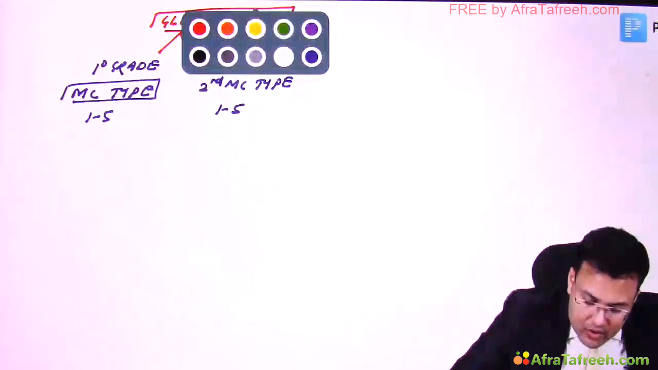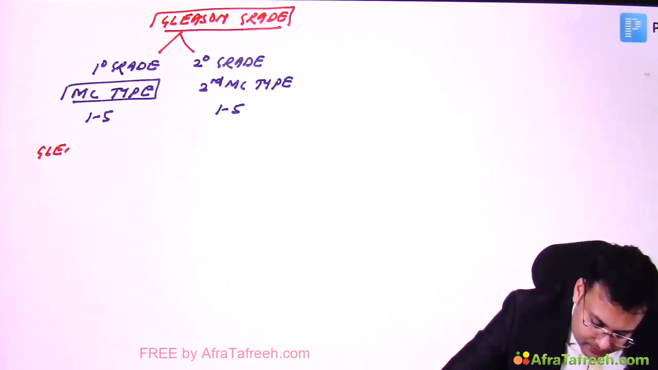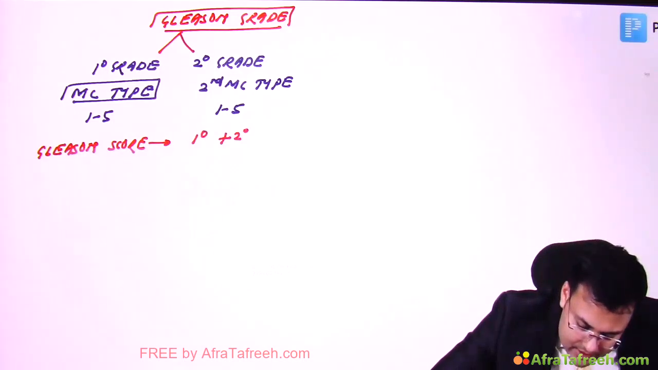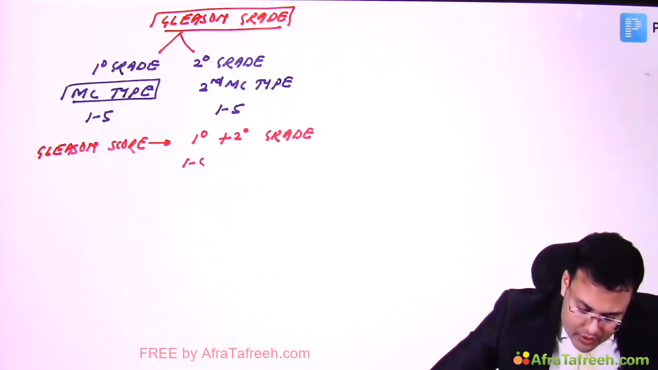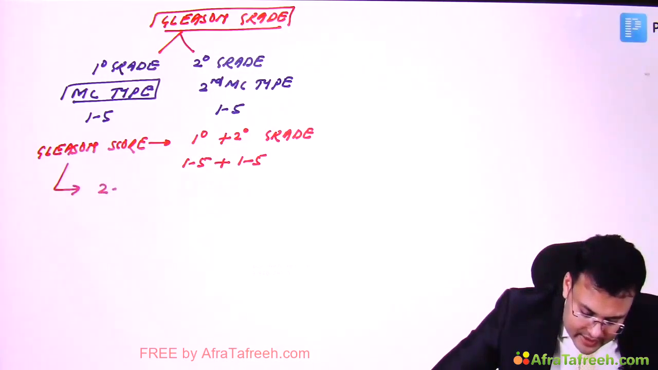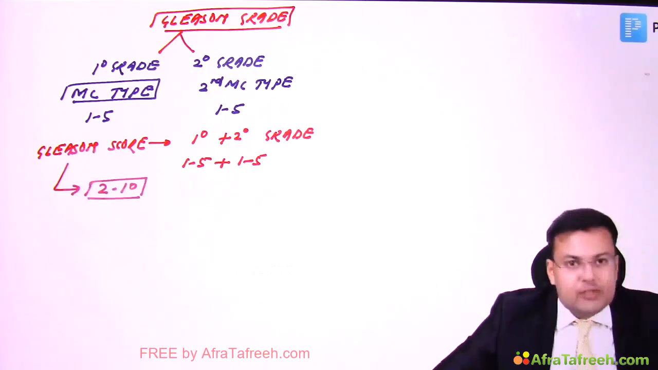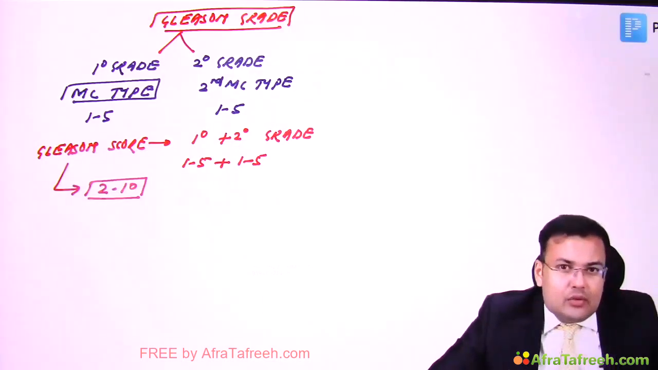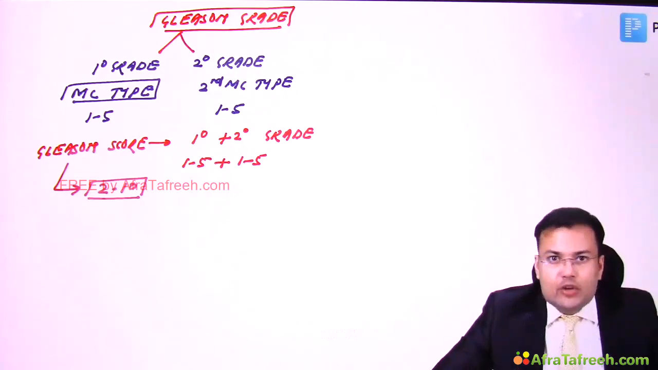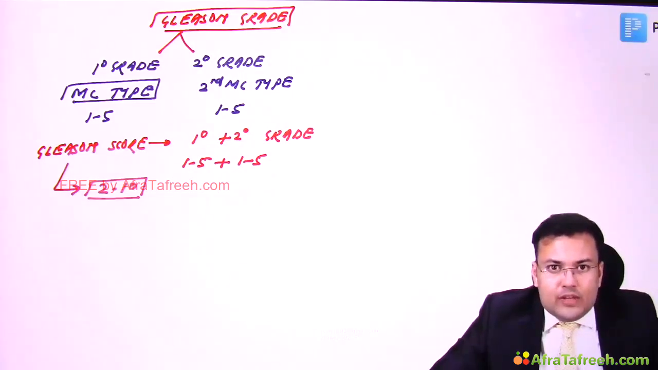Now, what is the Gleason score? Gleason score is the sum of primary plus secondary grade. So if you add 1 to 5 plus 1 to 5, the Gleason score ranges from 2 to 10, and this question was asked in AIIMS. That Gleason score ranges from 1 to 10, is this a correct or incorrect statement? Obviously this is incorrect, because Gleason score ranges from 2 to 10.